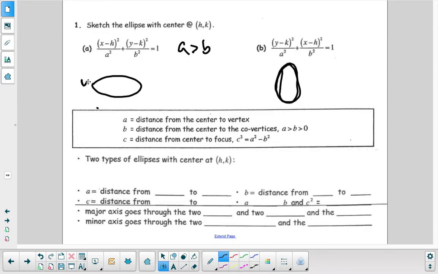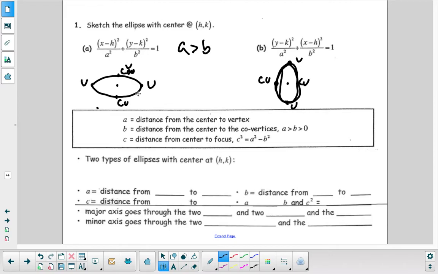Vertices, again, are the portions that are the further away. Co-vertices are these portions. That's vertices, co-vertices, and center.